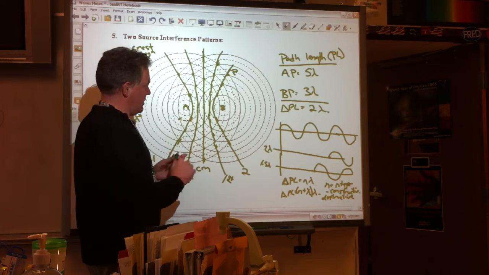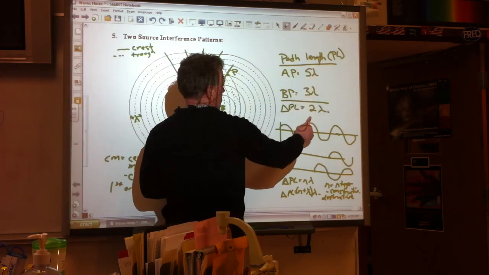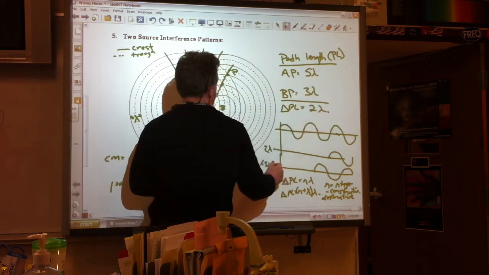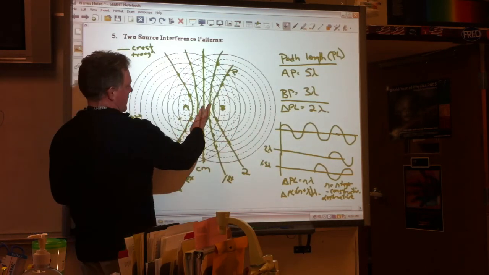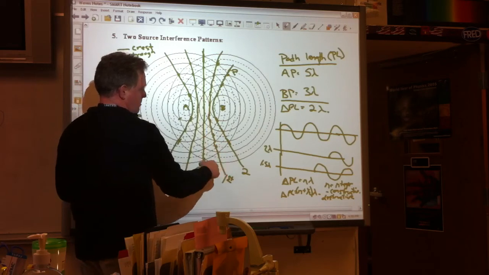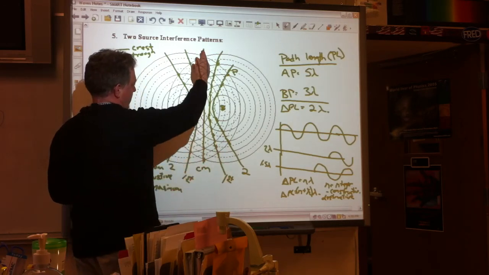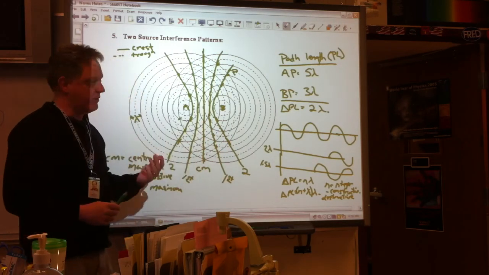One thing I wanted you to notice, the difference in path length for point P was 2. Well, it's on the second order maximum, and that's the way it's going to turn out. The difference in path length for everything on this first order maximum is 1, and the difference in path length along the central maximum is 0.